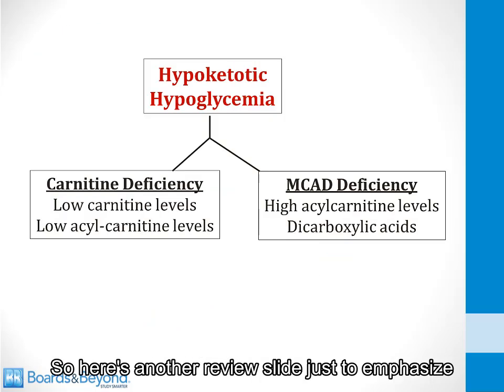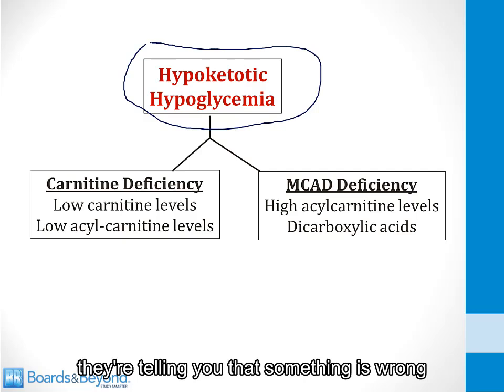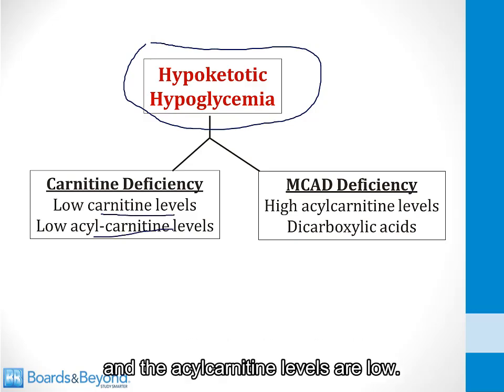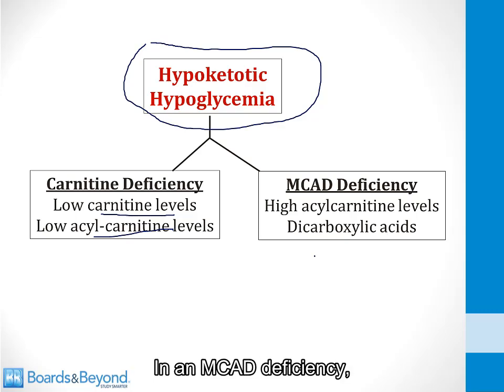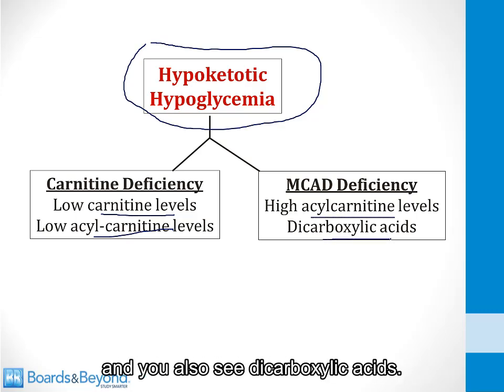So here's another review slide just to emphasize the important points. When you see hypoketotic hypoglycemia, they are telling you that something is wrong with fatty acid metabolism. In a carnitine deficiency, the carnitine levels are low and the acyl carnitine levels are low. In an MCAD deficiency, you will see high levels of acyl carnitines and you will also see dicarboxylic acids.